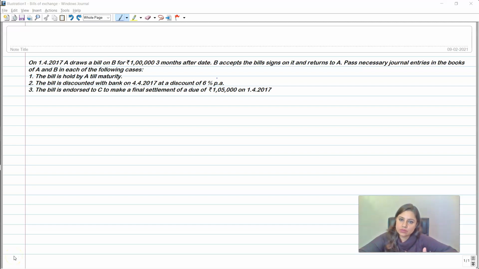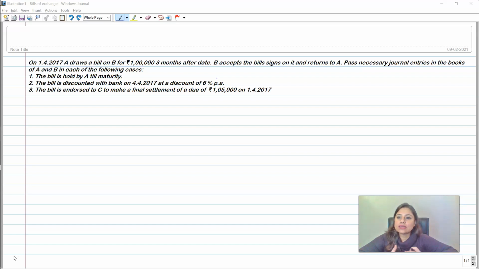We looked at how the accounting entries are passed in the books of drawer or in the books of drawee, what a bills receivable is, what a bills payable is, and what options are available to the holder in case of a bill of exchange, whether the holder retains it, gets it discounted from the bank, or passes it on to the endorsee.